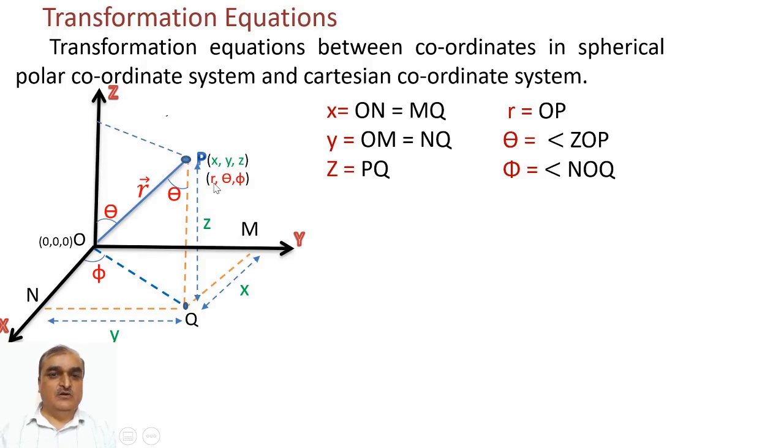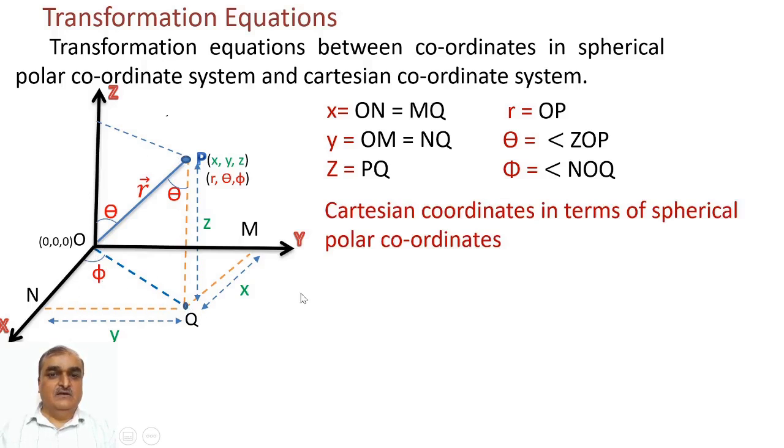These are the three coordinates in the Cartesian coordinate system: x, y, z. Just as we have seen in spherical polar coordinates, r is the distance of point P from the origin, theta is the angle made by this line OP with the z-axis, and phi is the angle made by this projection OQ with the x-axis. Let us derive the Cartesian coordinates in terms of spherical polar coordinates. If you observe the geometry of this figure, this angle ZOP is theta.